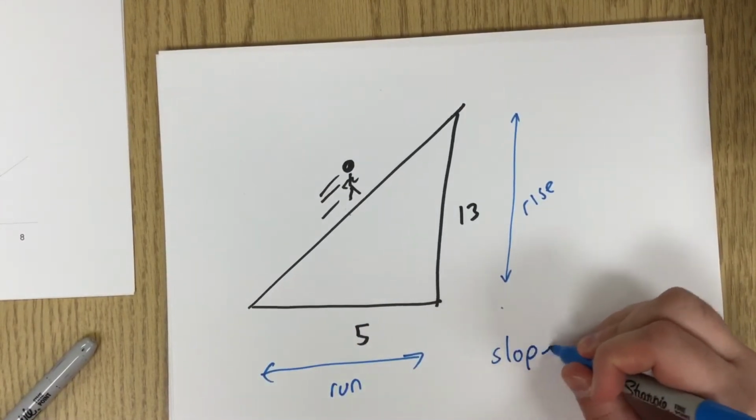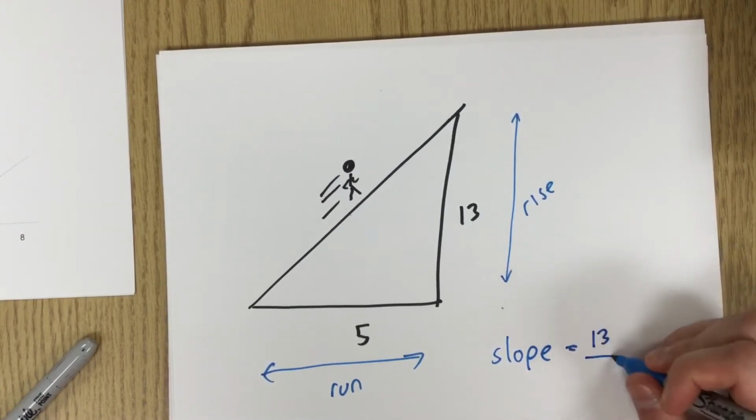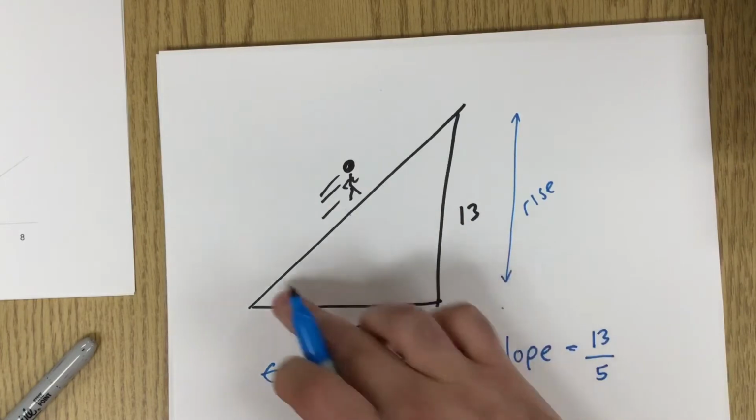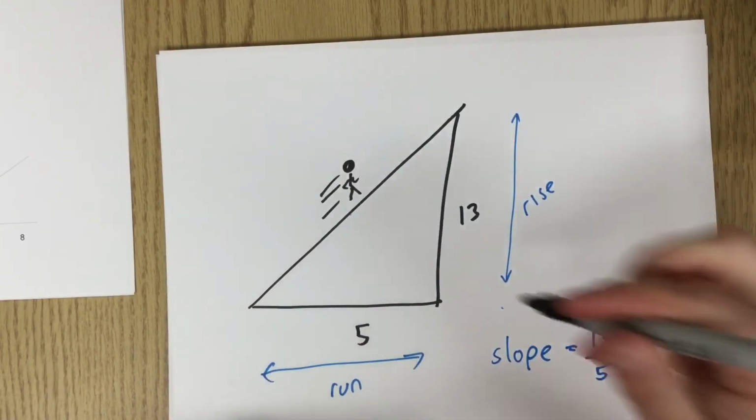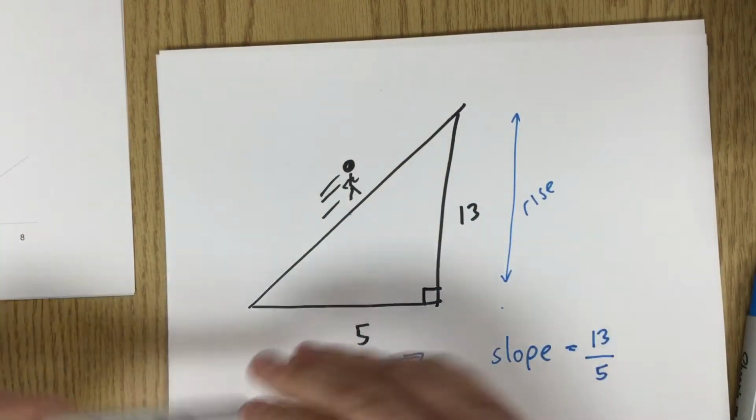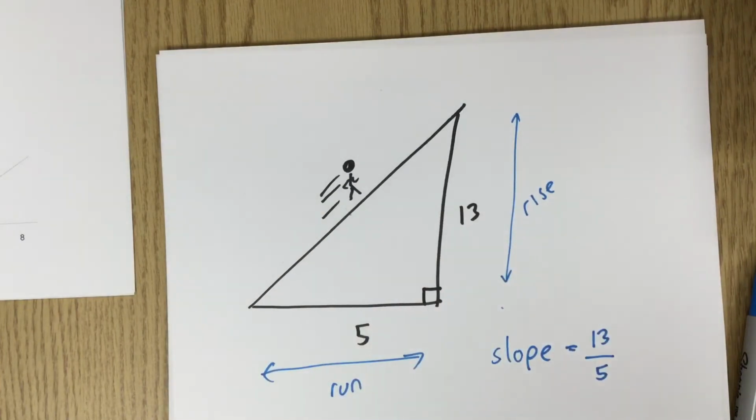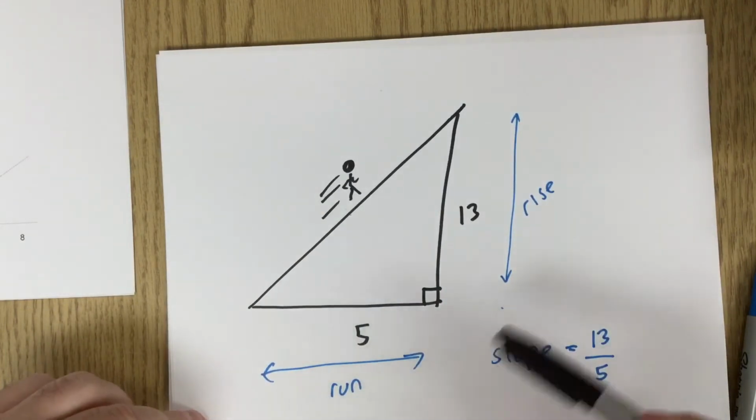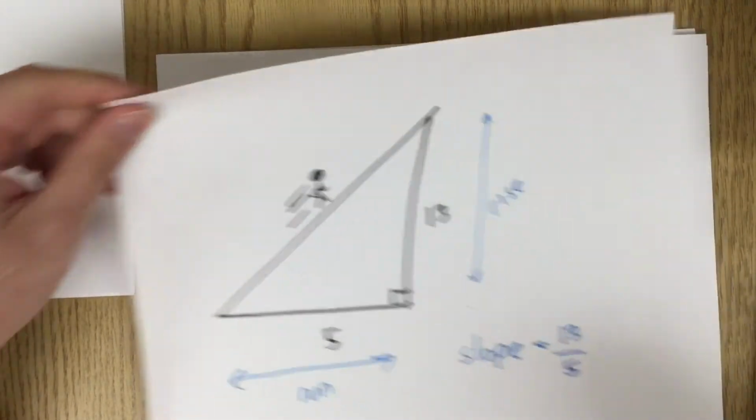And so the slope becomes the rise over the run, which is going to be 13 over 5. So the slope of this line over here is 13 over 5. Sometimes we'll put a right angle symbol over there to show that the horizontal and the vertical are 90 degrees away from each other. If I forget to put it, that's usually the case anyway. So we have the rise over the run.